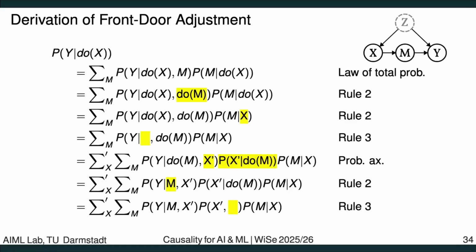Yeah, so this is the easy derivation of the frontdoor criterion. I just put it here because it has some nice mix of applications of the rules. We won't go through it step by step now, but maybe you can sit down and, as an exercise, check all the individual steps. I'm pretty sure I haven't messed anything up.